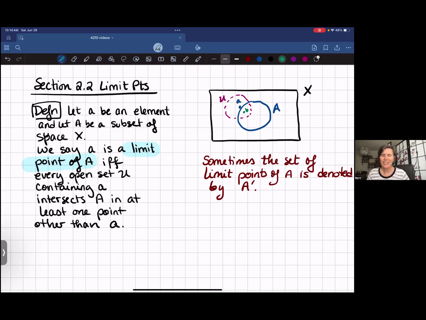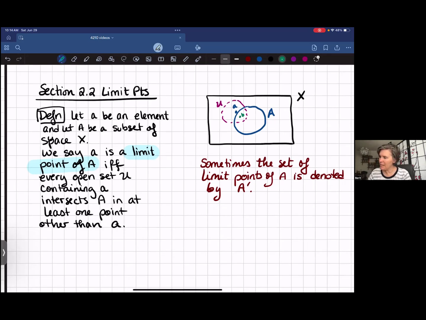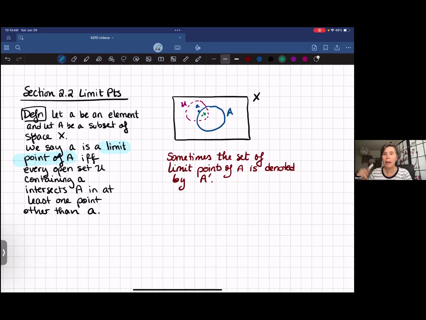And then sometimes the set of limit points is denoted by A prime. So we often will write A prime. That's not standard, but I've seen that in many different topology textbooks, and it is a pretty common one. But if you're going to use that notation in the future, you'd always want to clarify and say, by A prime, I mean the set of limit points.